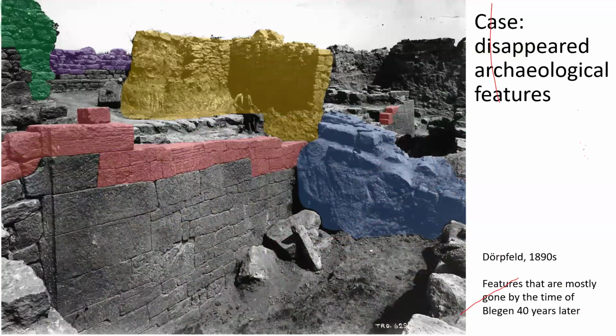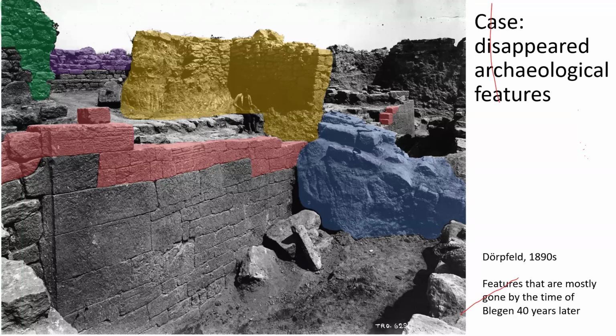So now I'm going to discuss some specific examples. One case is disappeared archaeological features. Here, colored on this old photograph, by comparison with the current site and other photographs, are features that have disappeared. A lot of these features are part of the city wall, some wall structures on top of it, and a collapse, basically part of a wall collapse that came down from on top of the city wall, the citadel wall.